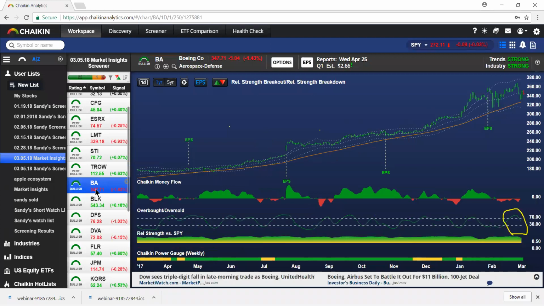I will point out a few. Boeing I already own, so I don't need to look at this again. But you can, I bought it on these pullbacks, back in February and most recently last week, just a couple days ago with the announcement of the tariffs on aluminum and steel, and it had a pullback. So these are great buying opportunities.